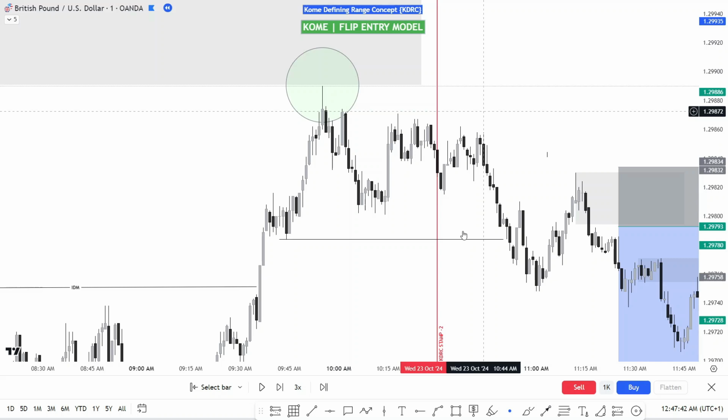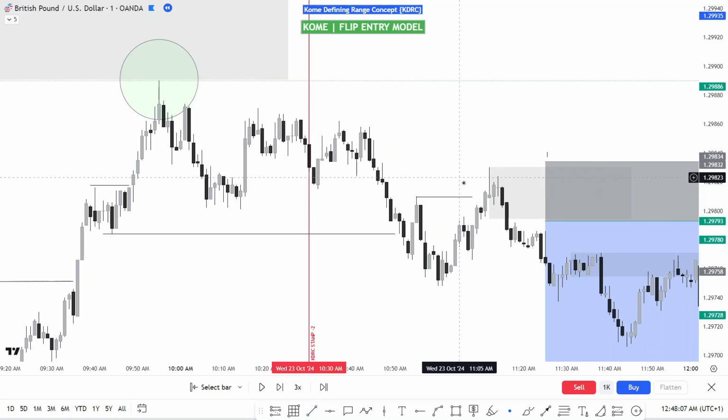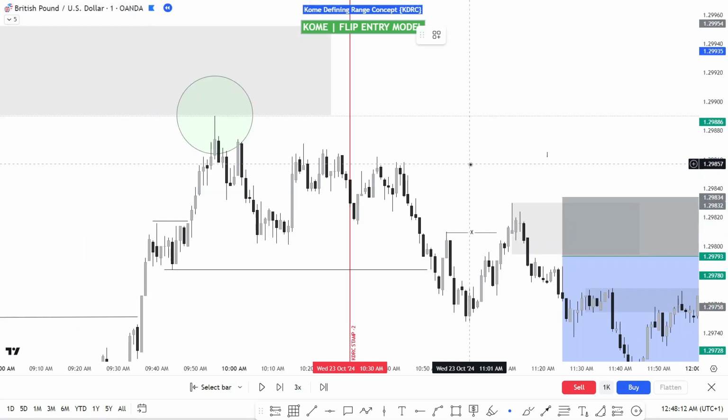So immediately this happened, what else? Remember, we must wait for what? We must wait for inducement. In this particular example, we must wait for inducement. So after the change of character to the downside, where is our inducement? This is our actual inducement right there. These are inducement. Let me mark it out for you. These are our inducement.